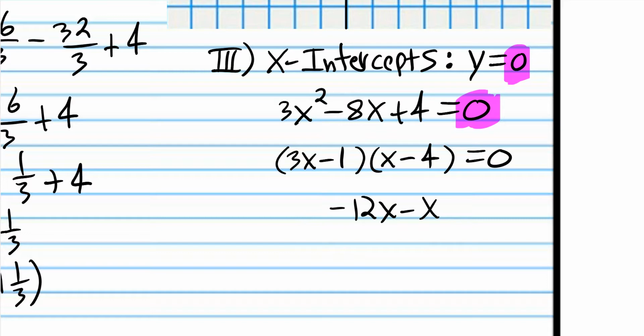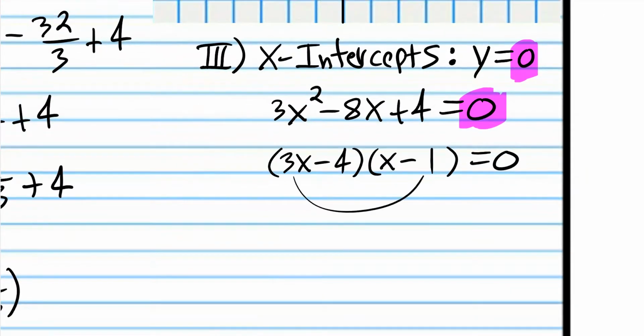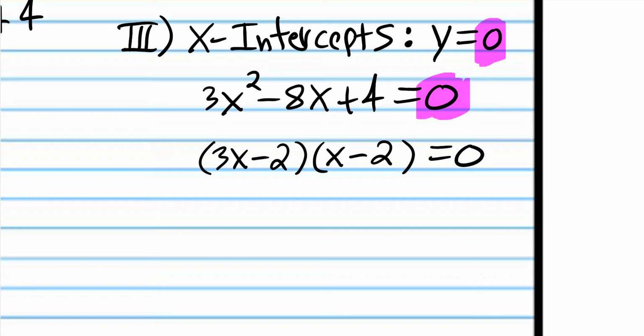Don't get depressed, just try something different. So what we can do is we can actually switch those numbers before we try 2 and 2. Now if we do O of FOIL, we get negative 3x. And if we do I of FOIL, we get negative 4x. Well, guess what? That didn't work either. But again, don't get depressed. Just try something else. Let's try 2 and 2. Pretty sure 2 and 2 has to work. So 3x times negative 2 is negative 6x. And negative 2 times x is negative 2x. And add those together, you get negative 8x. You see, sometimes your first factorization doesn't work. That's okay, just try something different.